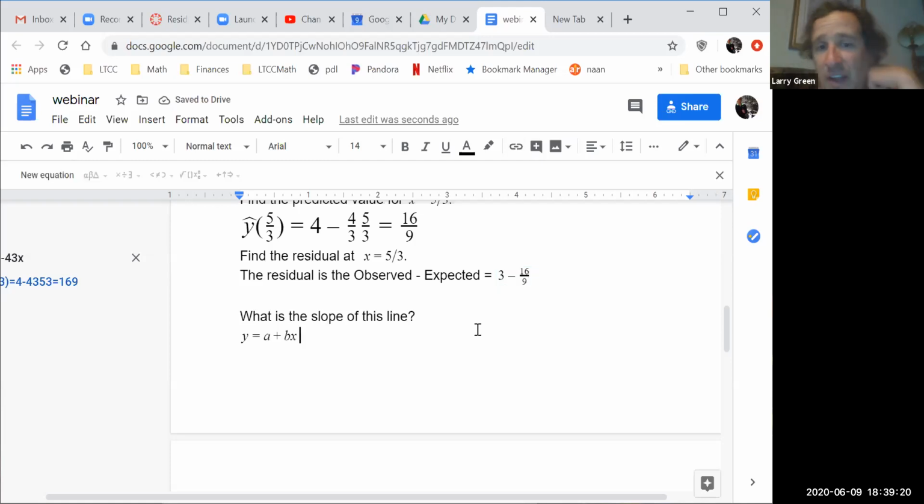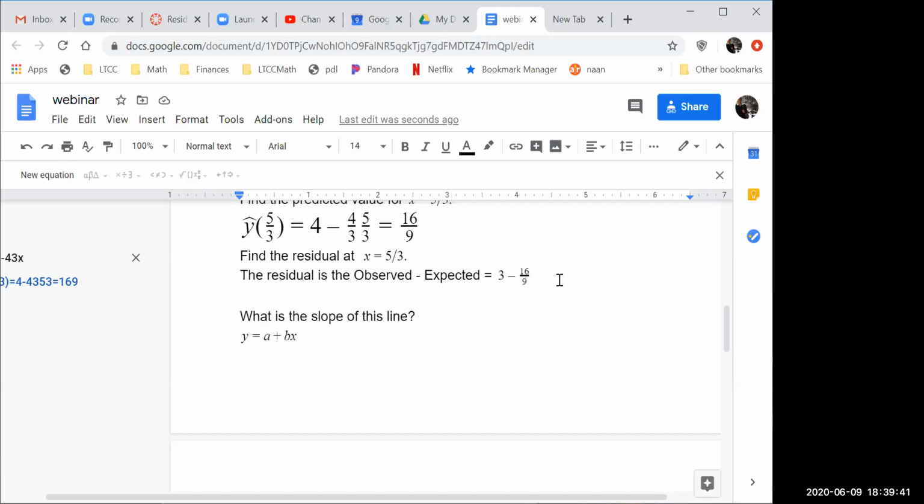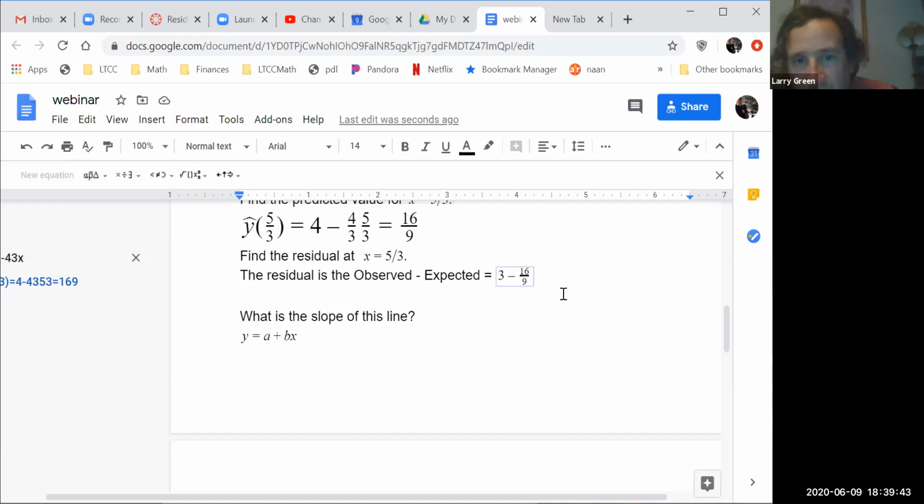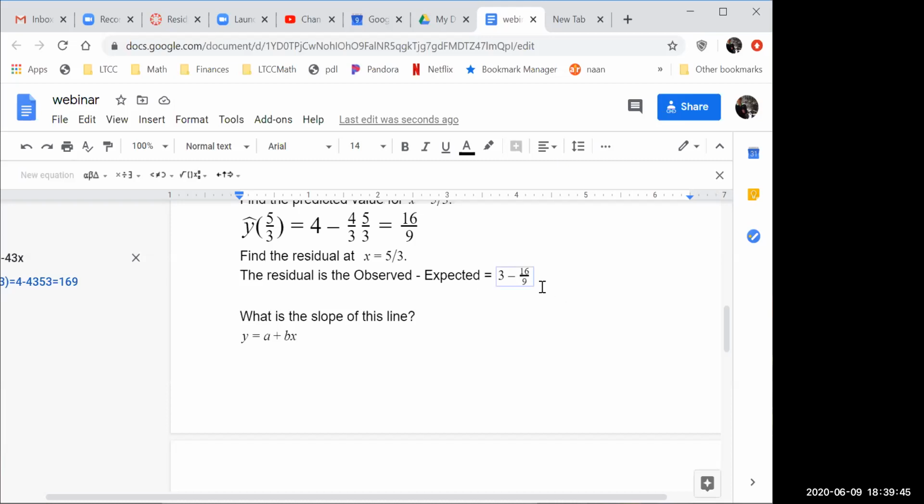Any questions on how I got those two numbers? Any questions? Okay, and if you work this out either with a computer or by hand, notice 3 is 27/9. 27 minus 16 is 11. So what you get when you work this out is 11/9.